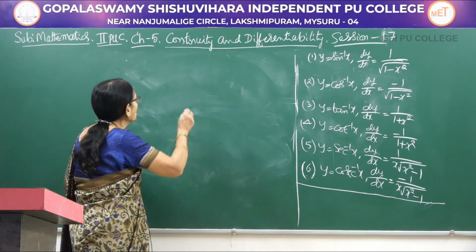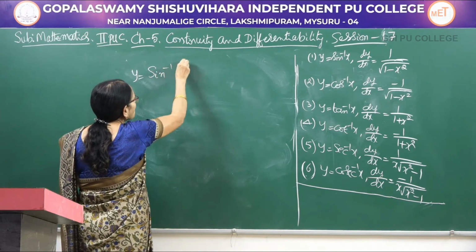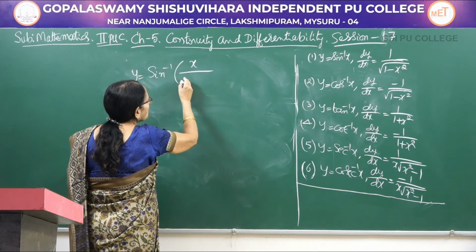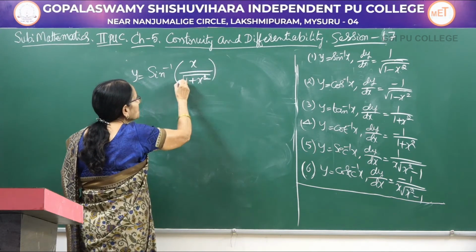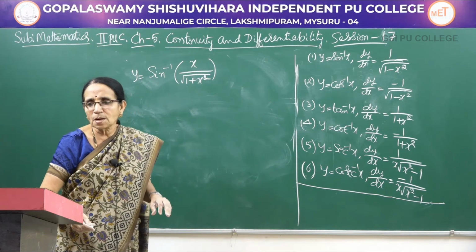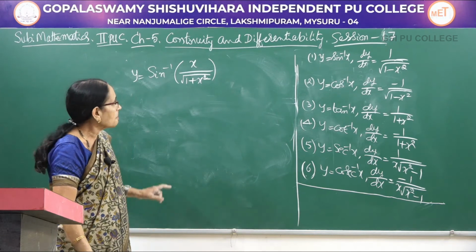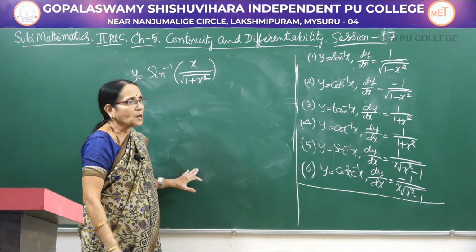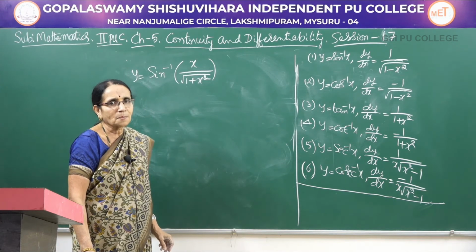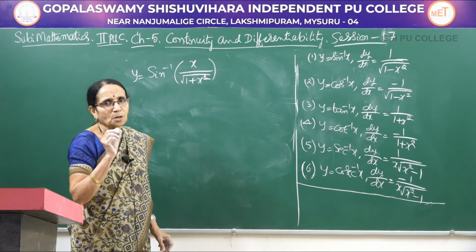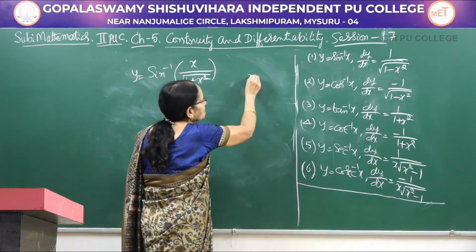One more problem and I am ending this session. Y is equal to sin inverse of x divided by root of 1 plus x square. Now I had given a hint in one of the earlier problems. Wherever you are having 1 plus x square, the apt substitution would be tan theta. So same thing I am writing here.